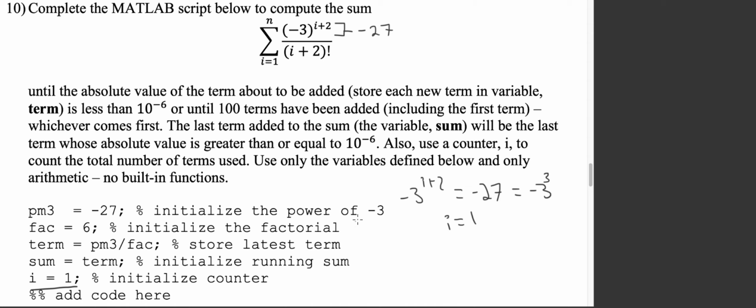Factorial is equal to 6. That makes us make sure that this is I plus 2 factorial, which is 3 factorial, which also is 6. So we're making sure all this works. Term here is going to tell us what the term is. So this is term. And then the sum is just us adding each term. So let's try to start writing down this code.